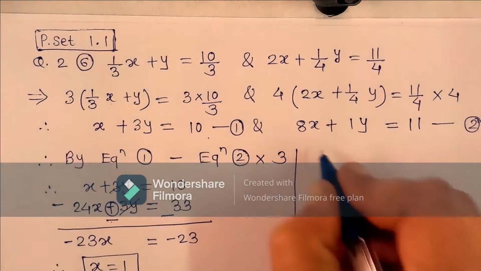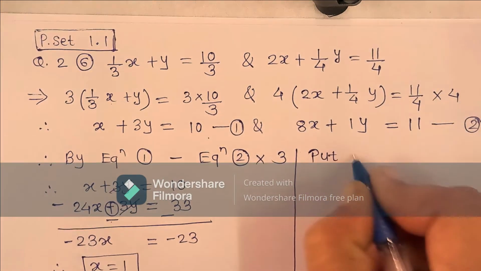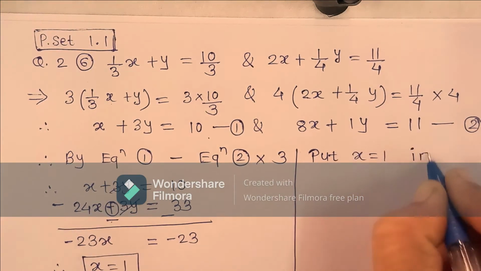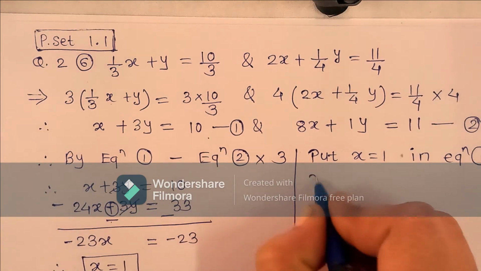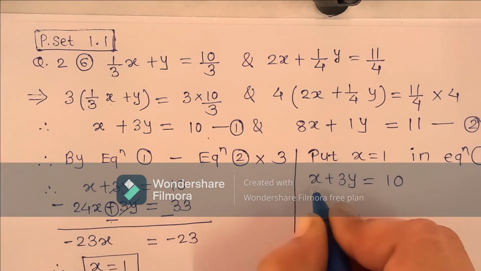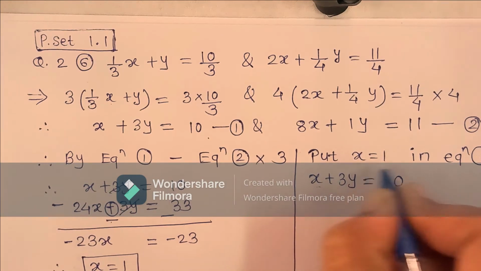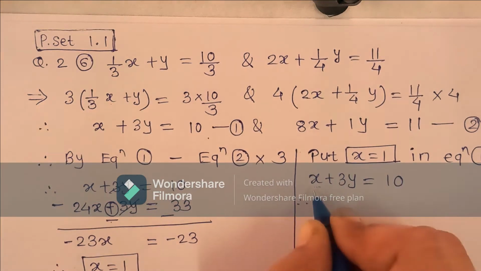So here I will choose equation first. So put x equal to 1 in equation first. First of all, write down equation 1. Wherever x is there, you have to put its value as x equals 1.